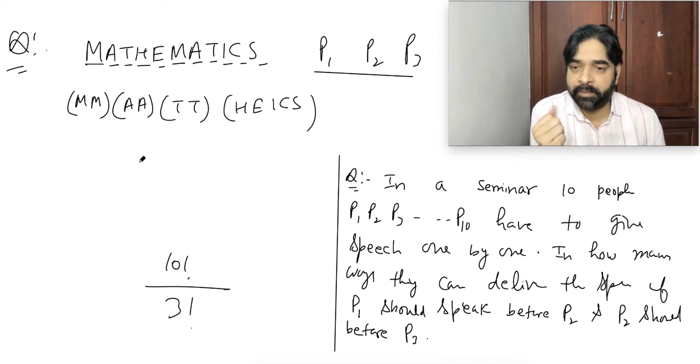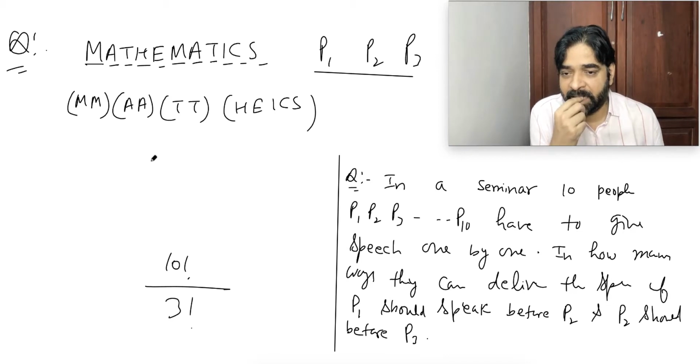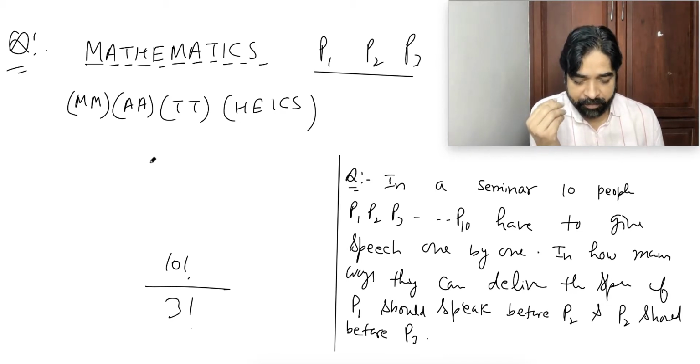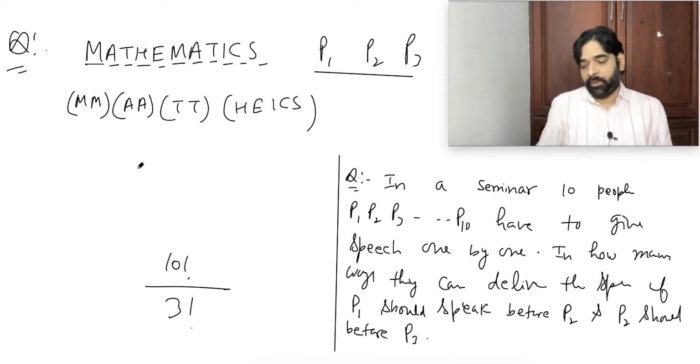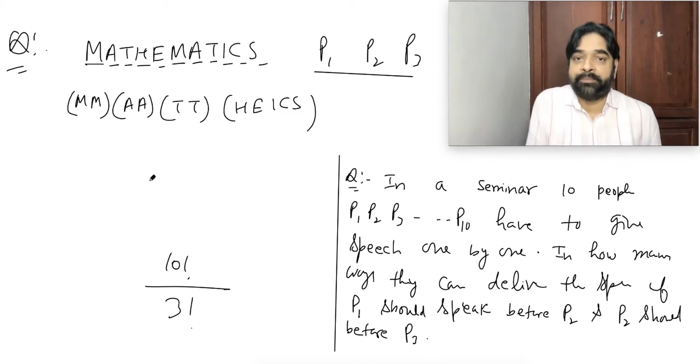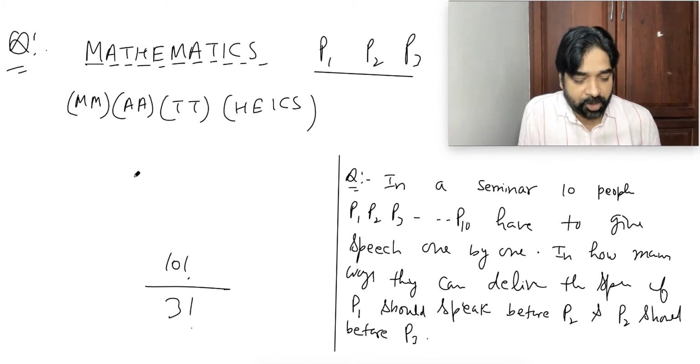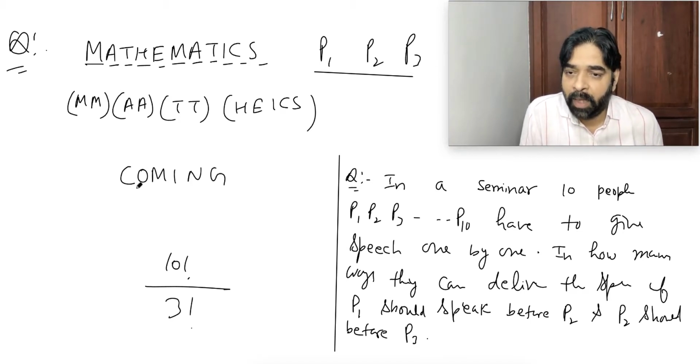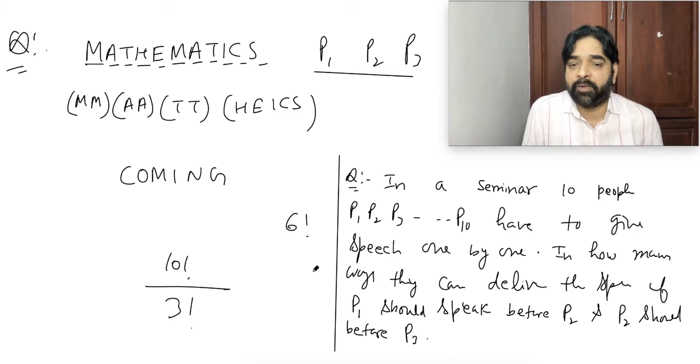Listen to me. If I write a word, let's take a word, what word should I take? Having different letters. All are different letters. Yes, all are different. In how many ways can we arrange the letters of the word COMING? Speak out. 6 factorial. Yes or no?